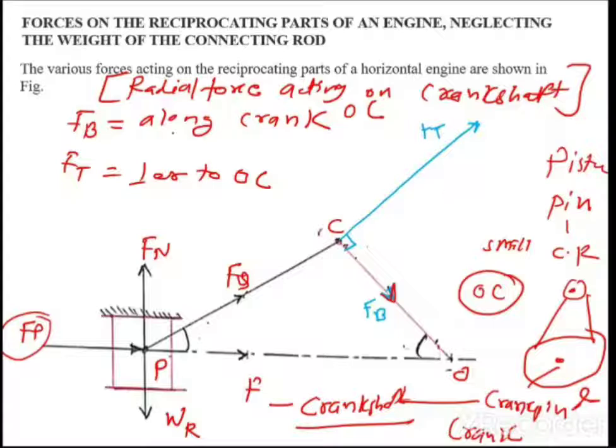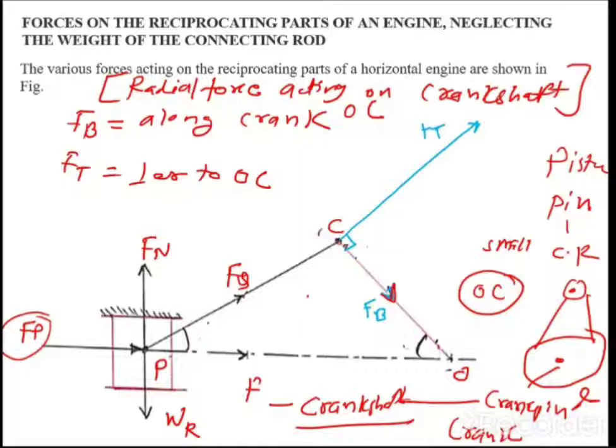So basically this Fb is a radial force acting on the crankshaft, and Ft is a tangential force acting on the crankshaft, and it creates a crank effort, right? I hope you have understood all this, right?